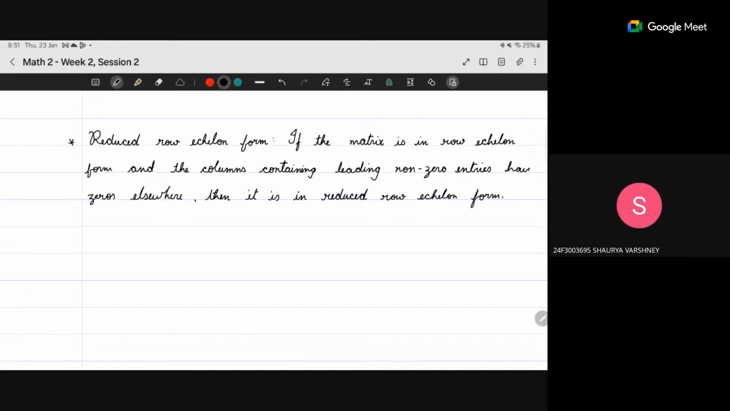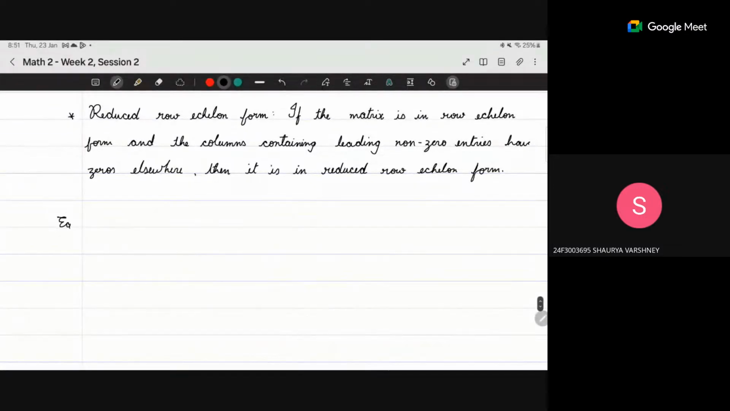So once again, in words it might be a little difficult to grasp. So let's write out a matrix. If I have, say, 1, 0, 2, 0, 0, 1, 3, 0, 0, 0, 0, 1. Now this is in row echelon form or no? First of all, REF, is it correct? Is it in REF, yes or no? Yes, sir, it is.